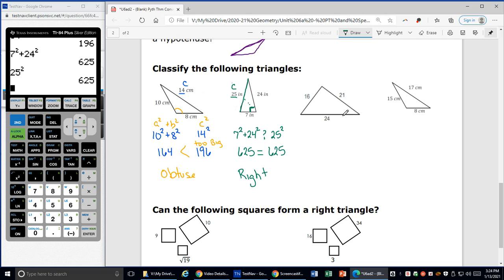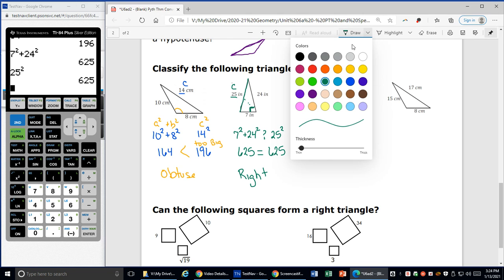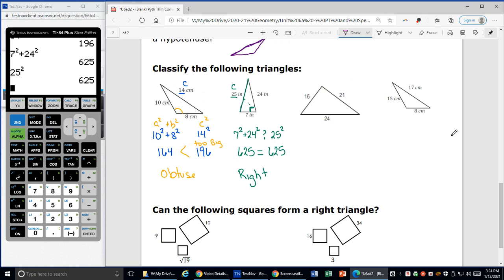All right, let's look at this third picture here. When I look at the third one, I need to pick which one's going to be my hypotenuse. So when I look, 16, 21, 24, 24 is my biggest side, so I'm going to test that as my C. 16 squared plus 21 squared. How does that compare to 24 squared?